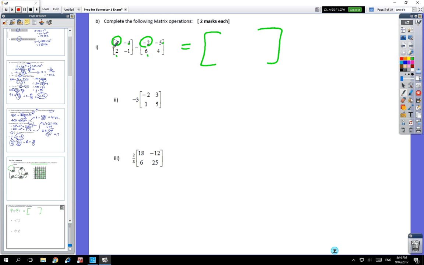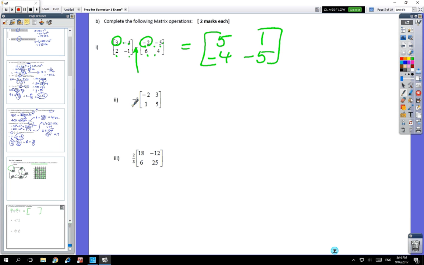So 3 minus 2 is 5, beg your pardon. Minus 4 minus 5 is plus 1. 2 minus 6 is minus 4. Minus 1 minus 4 is minus 5. So just, yeah, be very careful with your plus and minus signs.